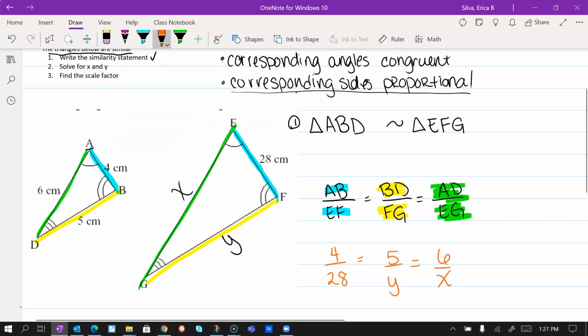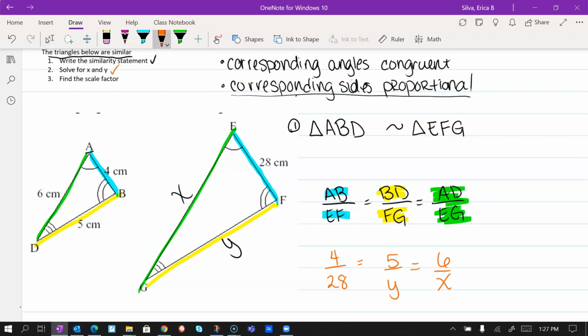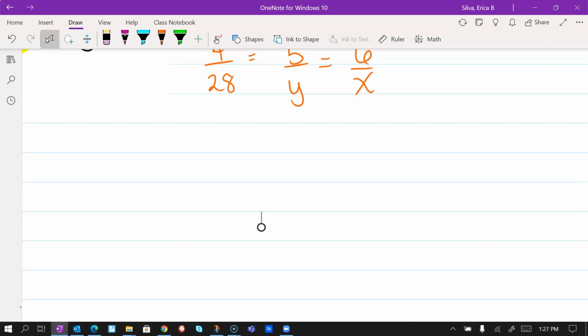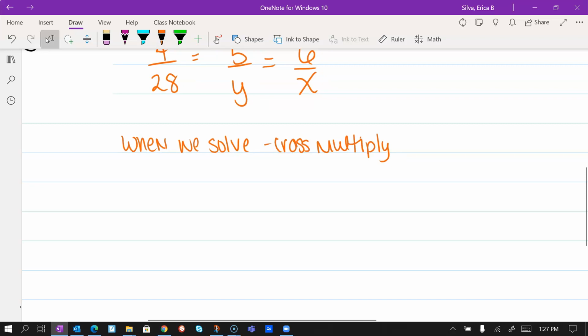Now remember, we are solving. So when we solve, we will be cross multiplying. So let's write that down. When we solve, we cross multiply. Cross multiply our ratios.